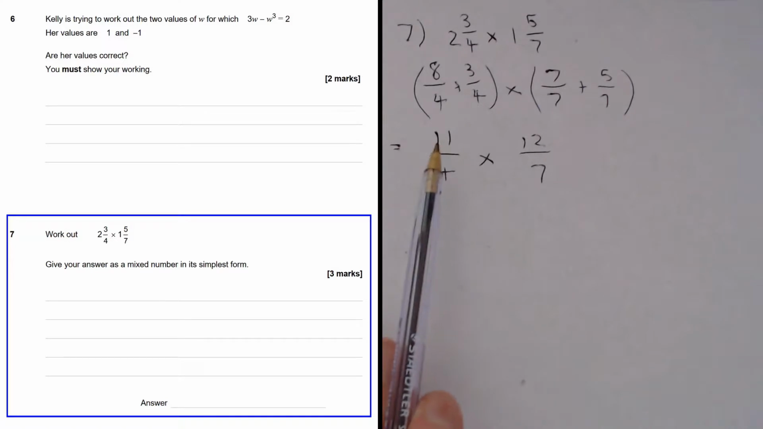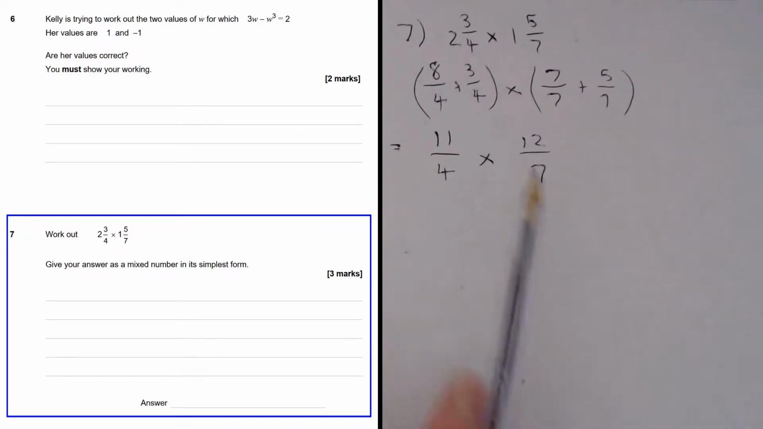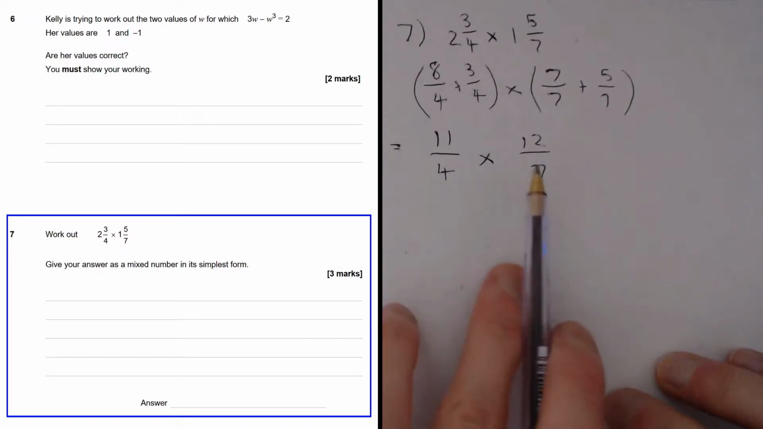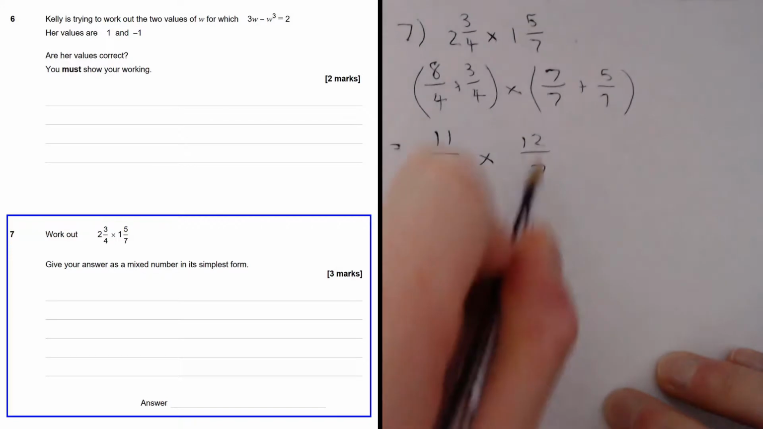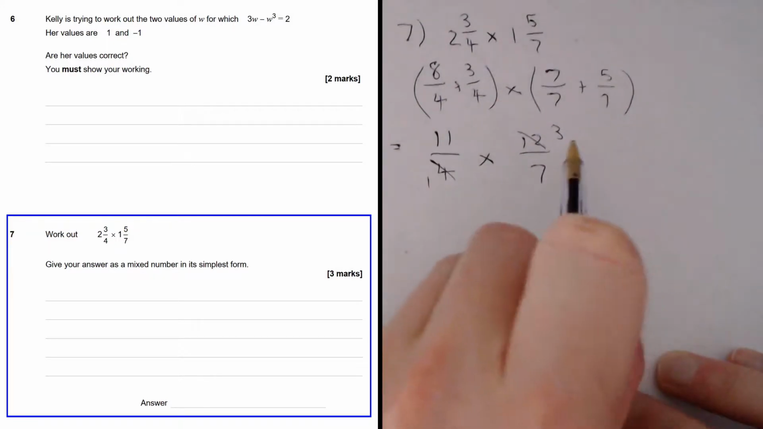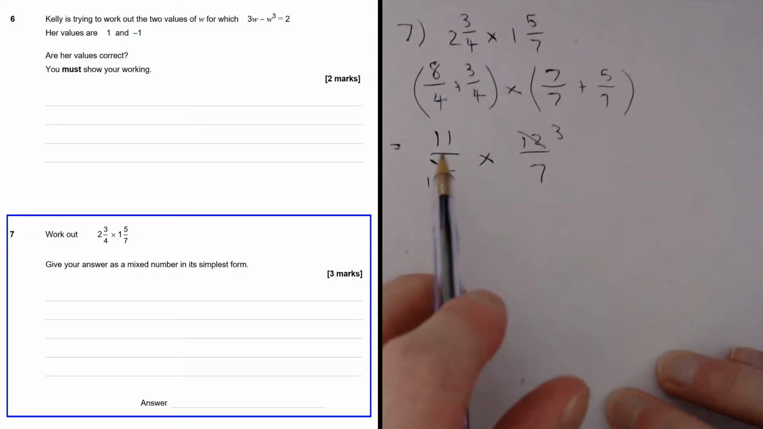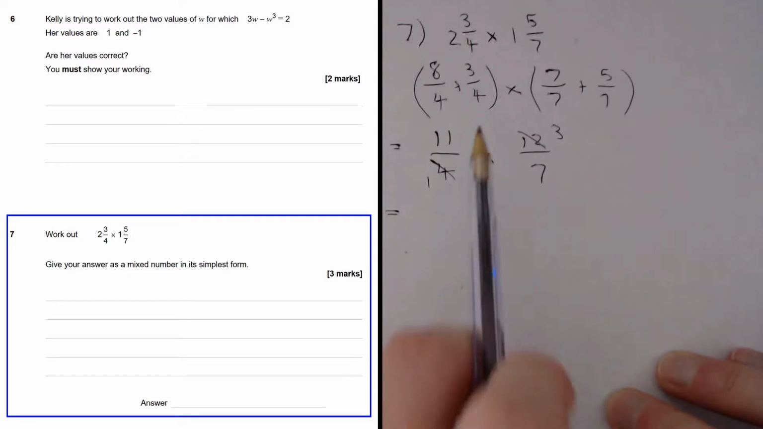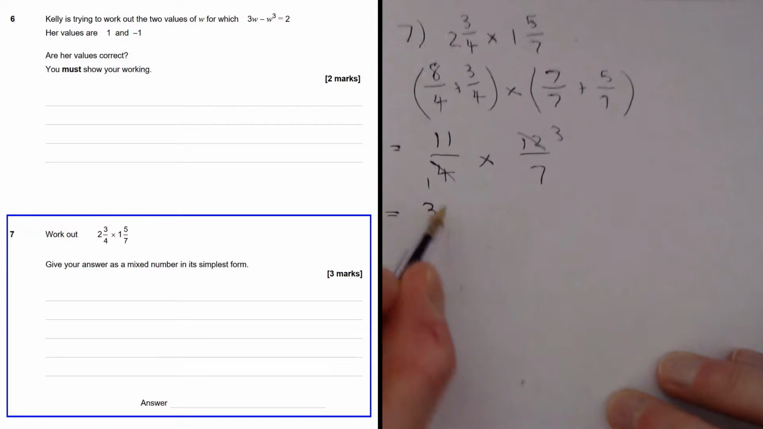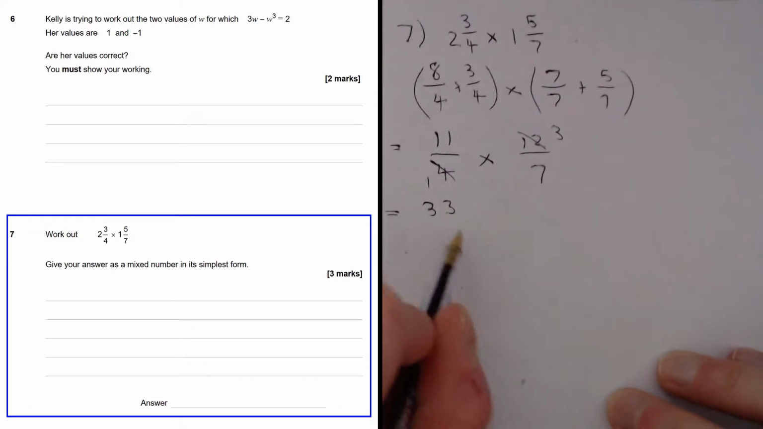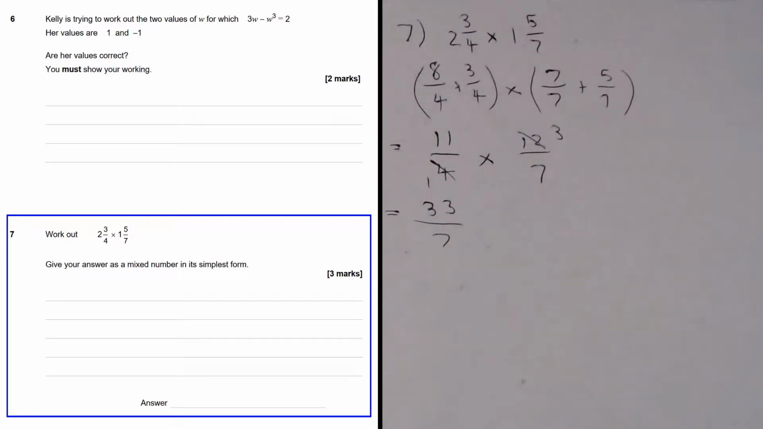So now we're doing 11/4 times 12/7. Well, we can do a little bit of cross-cancelling here. Notice that 12 is 4 times 3. So we can cancel those. That becomes a 3, and that becomes a 1. And now to do a multiplication with fractions, we times the top by the top, the bottom by the bottom. So we have 11 times 3, which is 33. And on the bottom we have 7 times 1, which is 7. This is the answer, but remember, we were asked to give it as a mixed number in its simplest form.